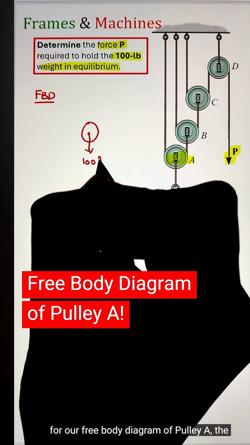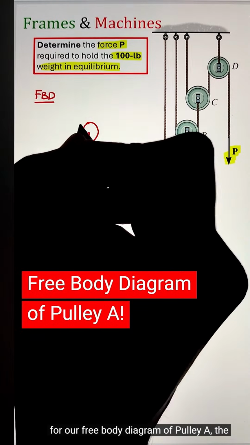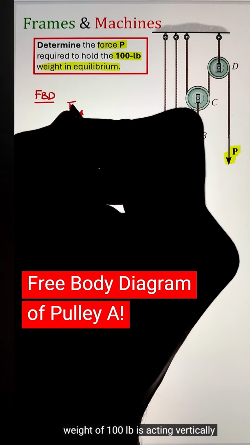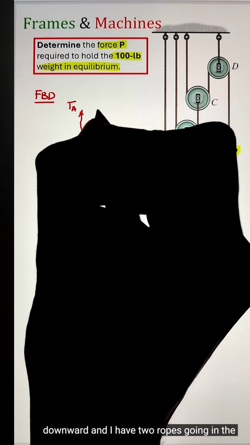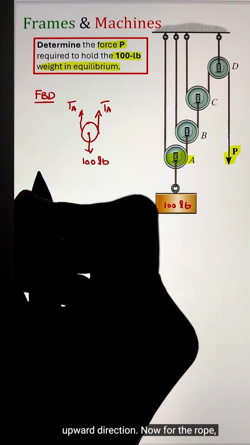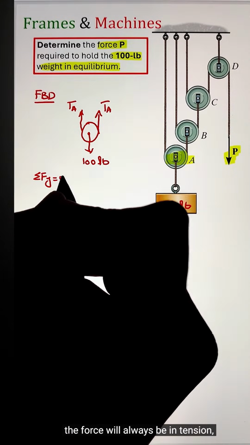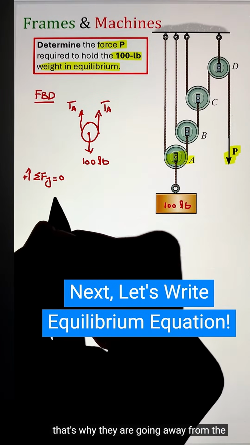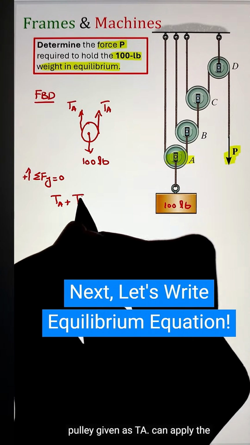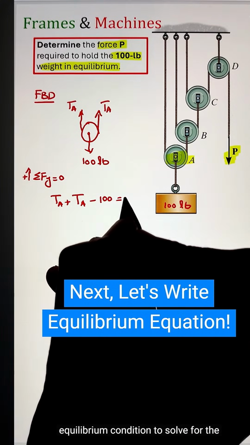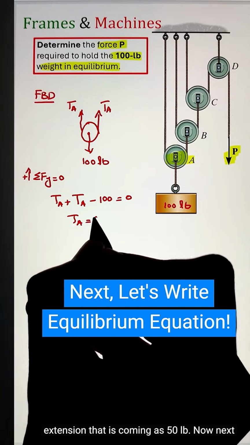So to start, for our free body diagram of pulley A, the weight of 100 pounds is acting vertically downward, and I have two ropes going in the upward direction. Now for the rope, the force will always be in tension. That's why they are going away from the pulley, given as TA. Next, we can apply the equilibrium condition to solve for this tension that is coming as 50 pounds.